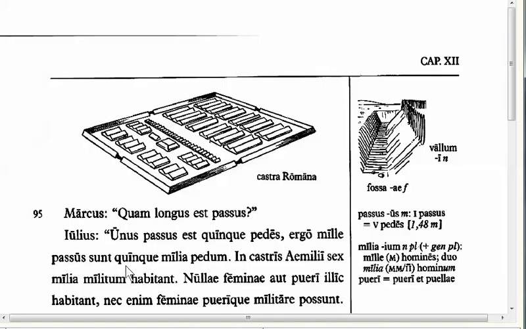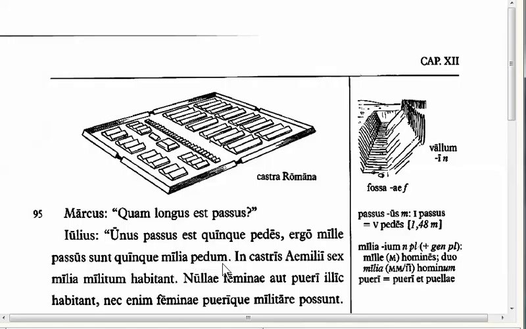And then milia pedum, quinque milia pedum, means literally 5,000s of feet. We have a genitive of the whole here, a partitive genitive, which you just learned earlier, thousands of paces. When you use milia, the plural of 1,000, you get a partitive genitive after it. So 5,000 feet is quinque milia pedum, 5,000s of feet.